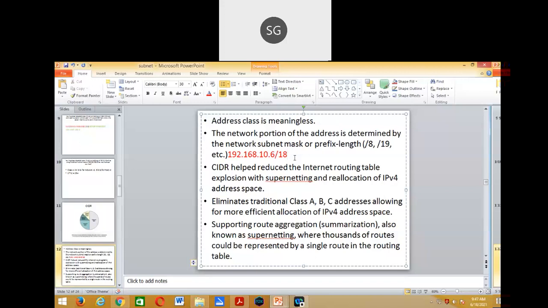Okay. So now 9 bits for host ID, then how many bits remain for network ID? 23 bits. So what should I write? I should write it as slash 23. Correct? Because when 9 bits are used for host ID, the remaining 23 bits are used for network ID. This is how we can write it.